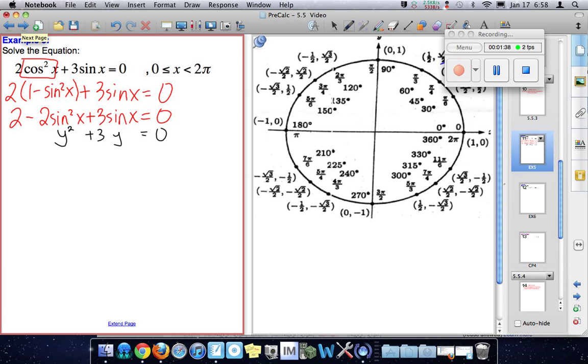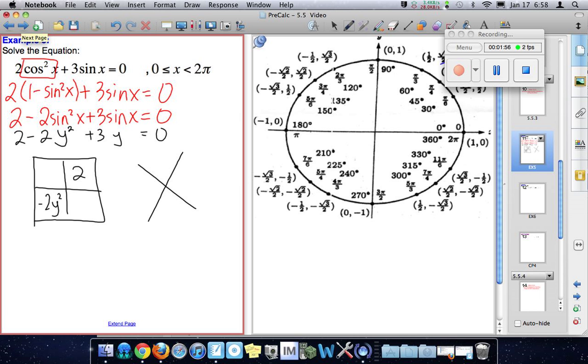And I can factor. So I'm going to use my generic rectangle to help me see. This is negative 2y squared. Positive 2 goes in this corner. And I have a positive 3y. So I'm going to use my diamond problem to help me solve this. I want the sum to be 3y. That's the sum of these two corners needs to be 3y. And then I want the product to equal the product that I see here. So the product should be negative 4y squared.